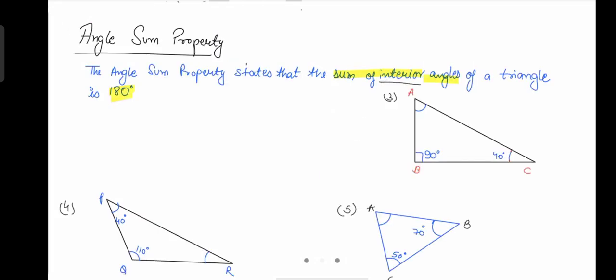Now these three questions, as you can see on the board, question number 3, 4 and 5, you have to try at home. In the next video of the triangles, we will be dealing with this.